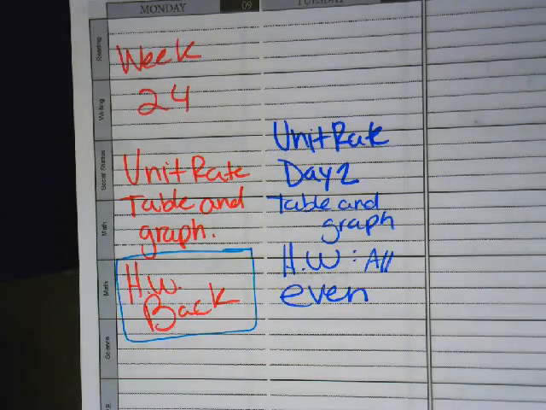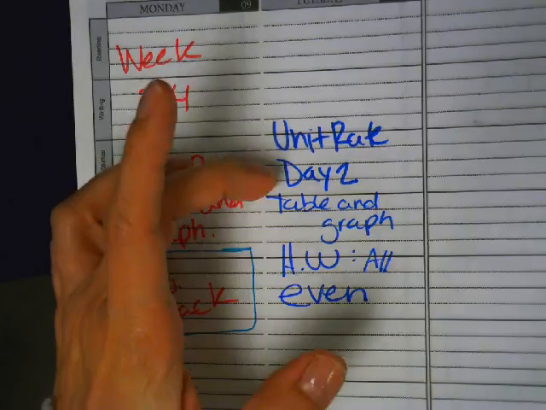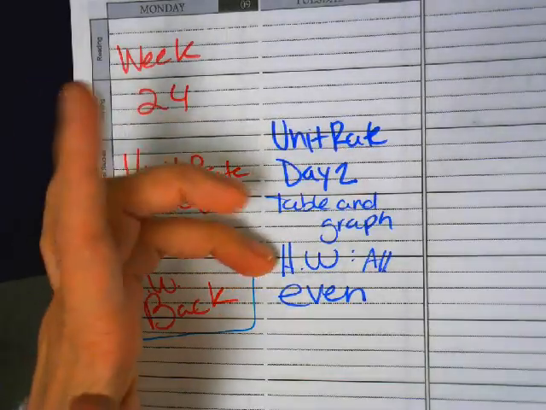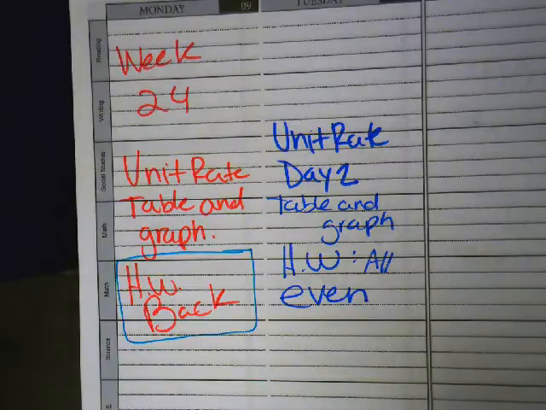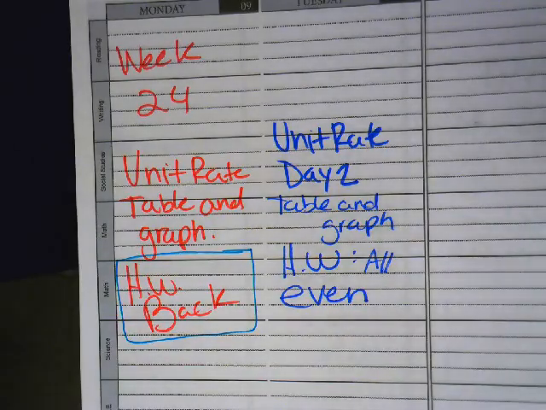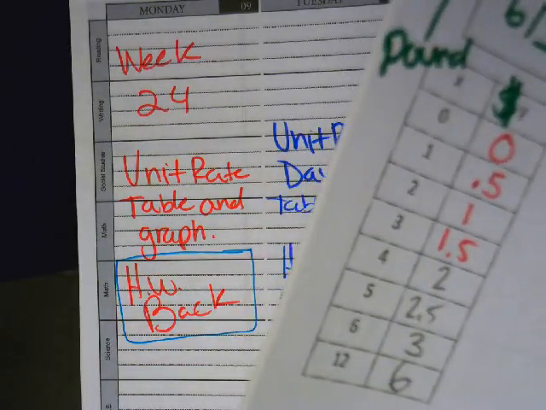Tuesday, the 10th. We're going to do day 2 of unit rate, table and graph. Homework is all the evens, front and back evens. All right, so let's jump over to the pocket. We finished page 5 yesterday.